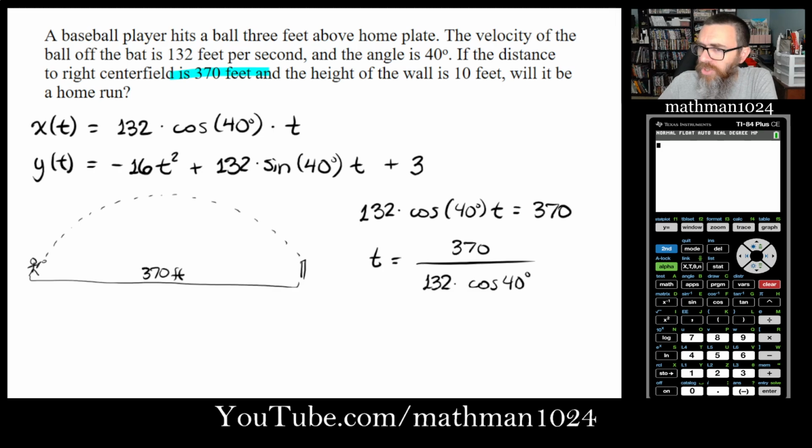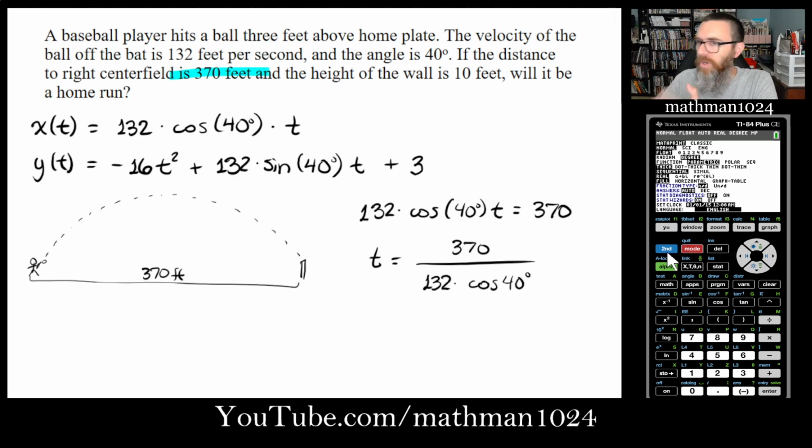Always make sure that you double check to see that you were in the correct mode. So we were still in degree mode because that's where we were last time. Okay, that's good. So we have 370 divided by, now you gotta be careful about this. You gotta use parentheses. 132, still in parentheses, cosine of 40 degrees. That closes off the cosine, that closes off the denominator.